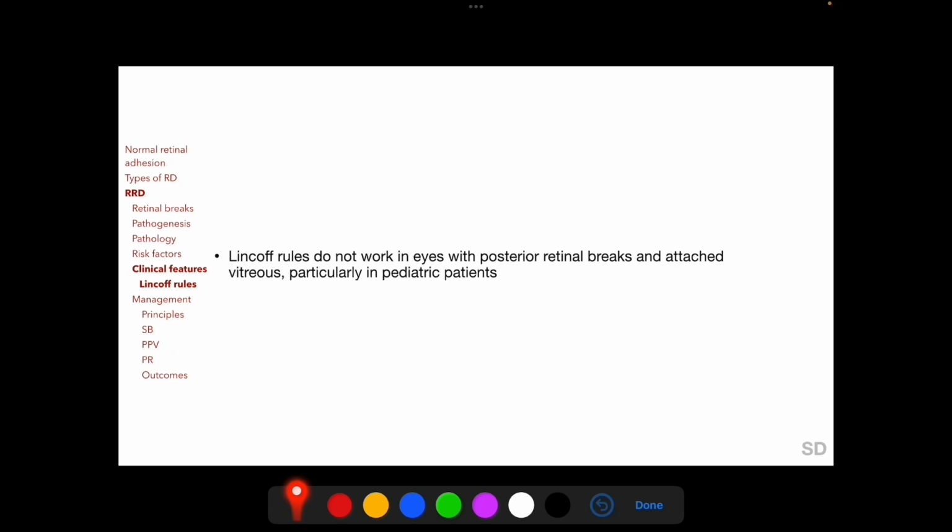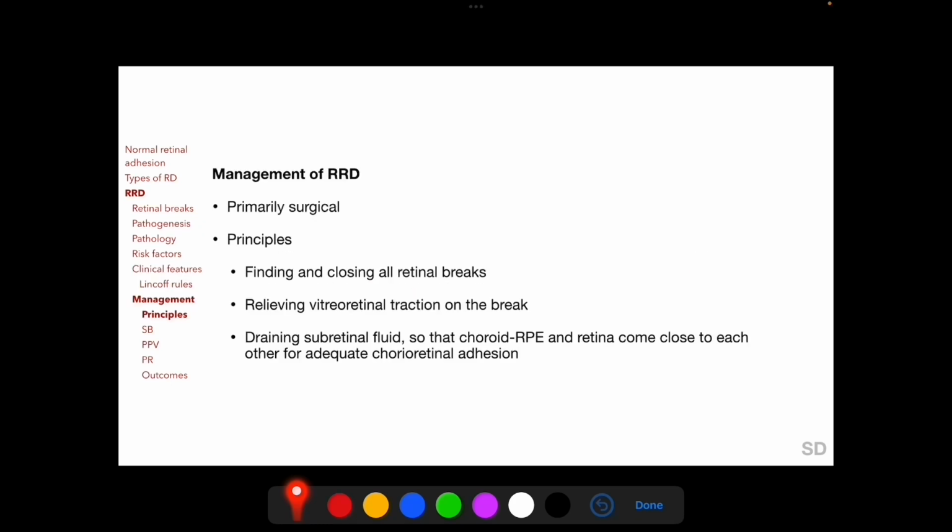We must remember that Lincoff rules do not work in eyes with posterior retinal breaks and attached vitreous, particularly in pediatric patients. Management of RRD is primarily surgical, and the principles of RRD surgery are finding and closing all retinal breaks, relieving vitreoretinal traction on the break, and draining subretinal fluid so that the choroid, RPE and retina can come close to each other for adequate chorioretinal adhesion.